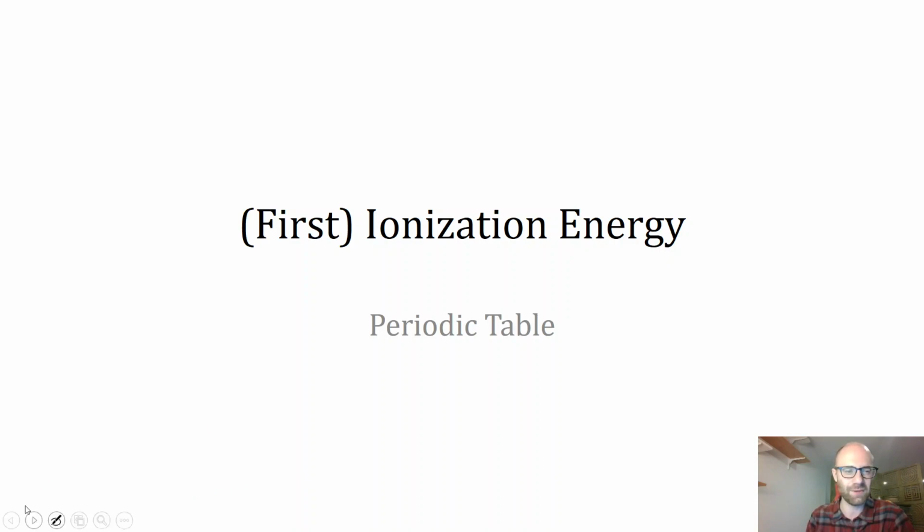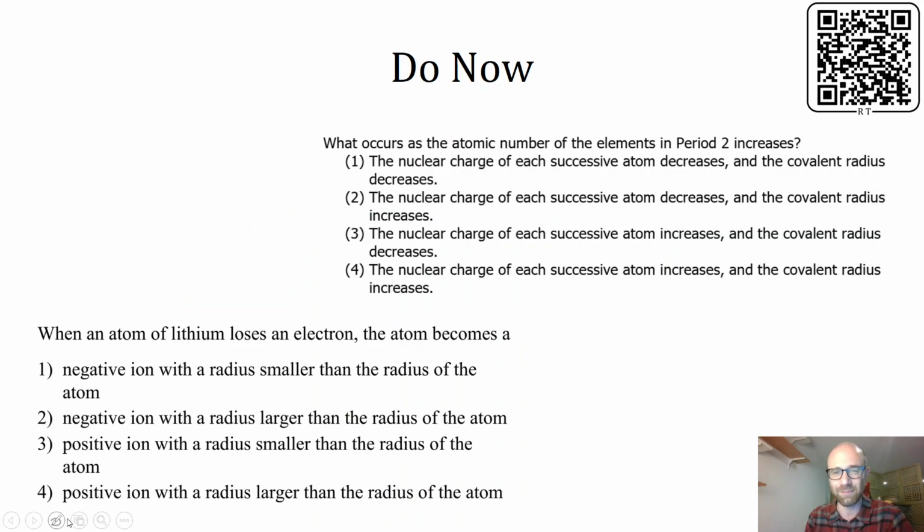Hi, today we're going to work through some more of the trends of the periodic table. You know the drill at this point. Feel free to pause if you want to answer these for yourself. I do suggest it. Link to a reference table above our heads. My head, at least. What occurs with the atomic number of the elements?